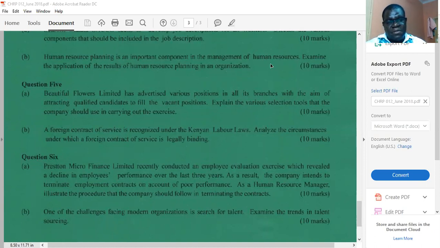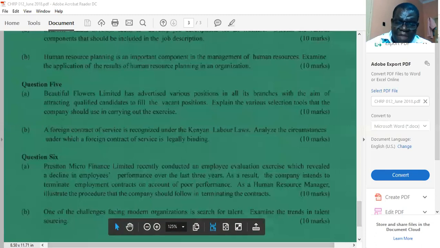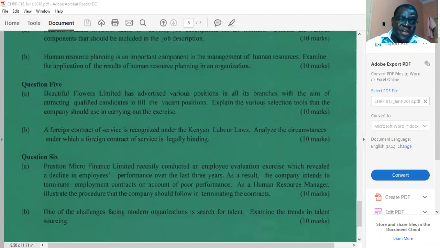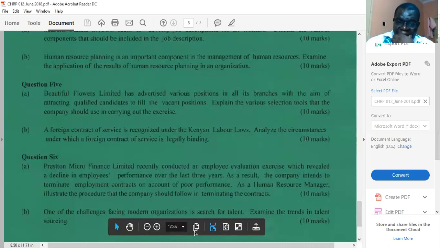Foreign contract of service. If you look at the Employment Act, that is where we have the foreign contract of service. You have heard of these Kenyans who go to work outside the country, then they operate in almost slavery-like conditions. So to avoid that, there is a requirement in the Employment Act that a foreign contract of service is entered into, where at least the rights of these people will not be violated even when they go outside the country. So the examiner is asking, analyze the circumstances under which a foreign contract of service is legally binding.